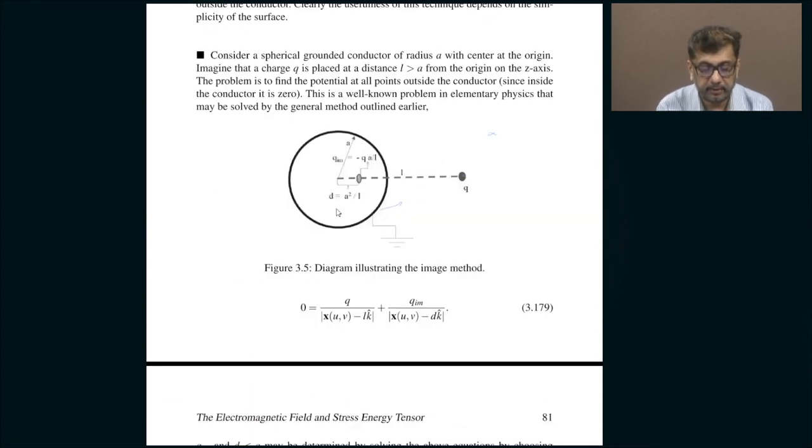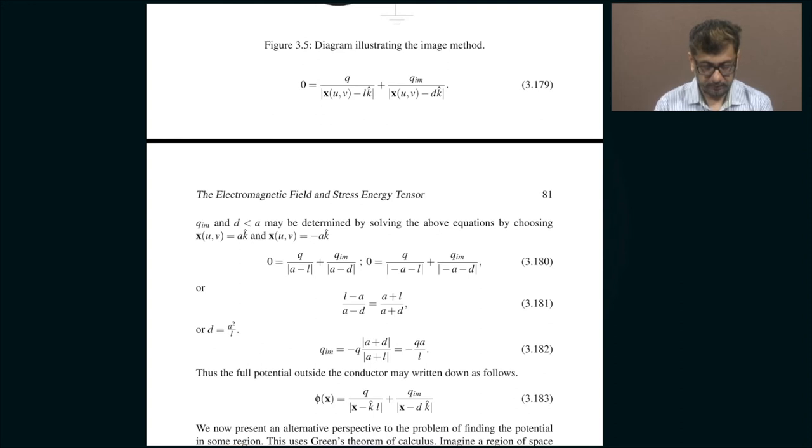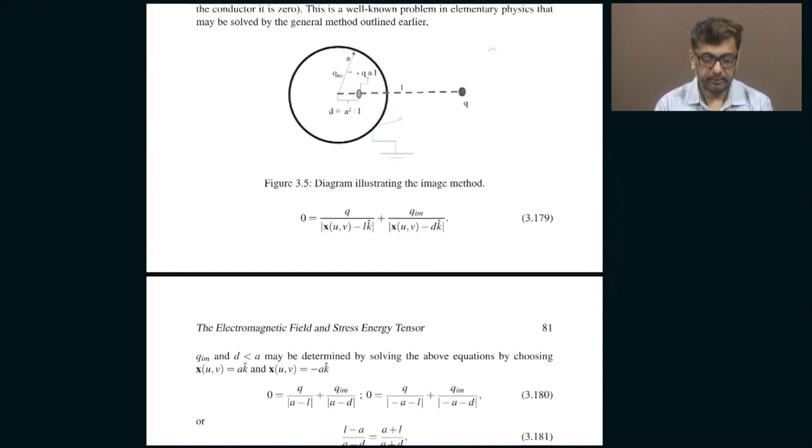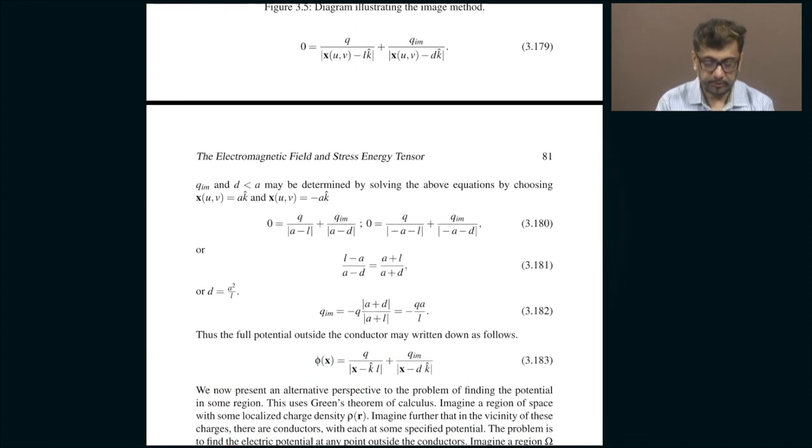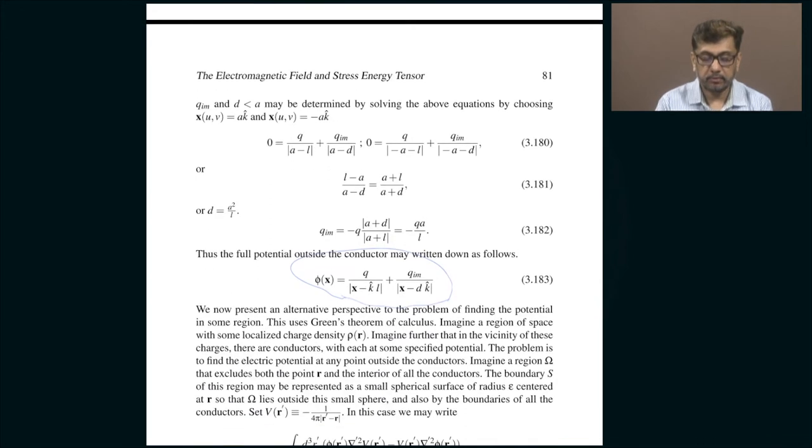Okay. That will be the case if you ensure that the image charge is sitting at a squared by L, where a is the radius of the sphere and L is the distance from the center of the sphere to the outside charge. And then you make sure the image charge is negative compared to the outside charge, but the magnitude is different: its magnitude is a by L times the charge that is sitting outside. If these two conditions are met, this is going to produce the right answer. So, these two charges put together will produce a potential outside to be this. So outside it will be this. Okay, so this is the image method.